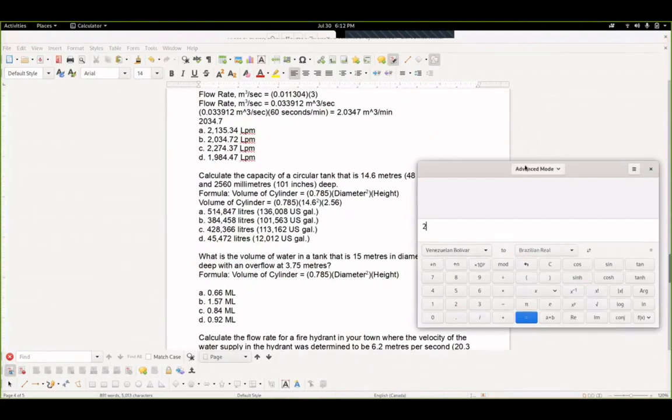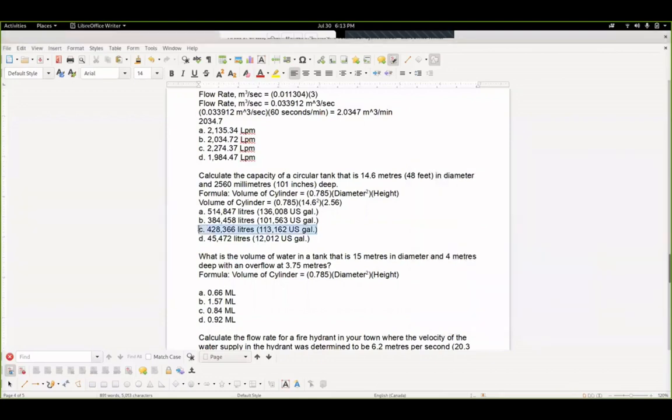So we have 2.56 times 14.6 times 14.6 times 0.785, and we get 428.366336 meters cubed, and we know that every meter cubed is equal to 1,000 liters, so we're going to multiply that out, and we get the answer C. 428,366 liters is what it rounds to.